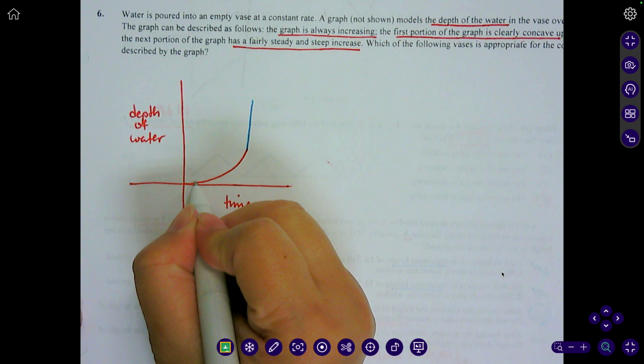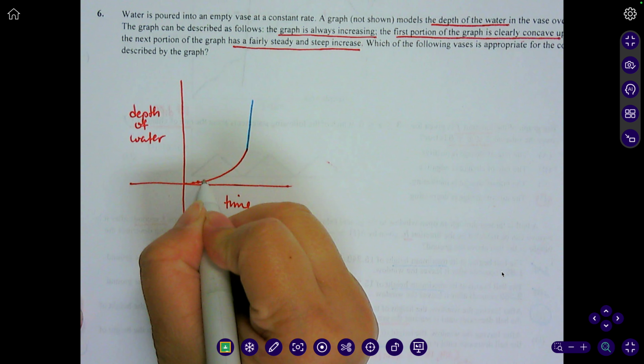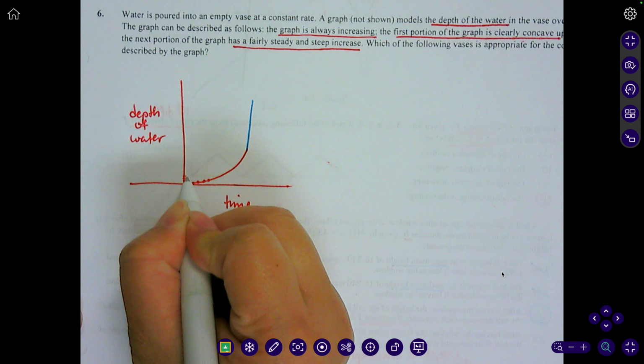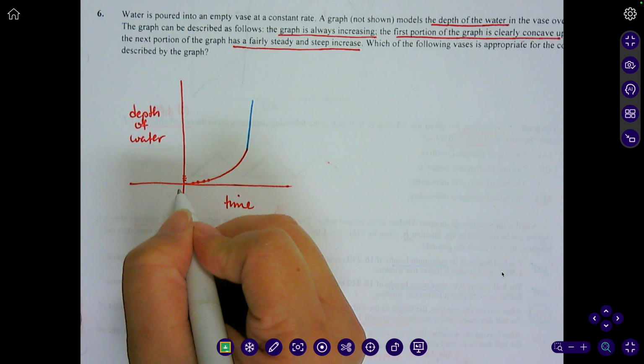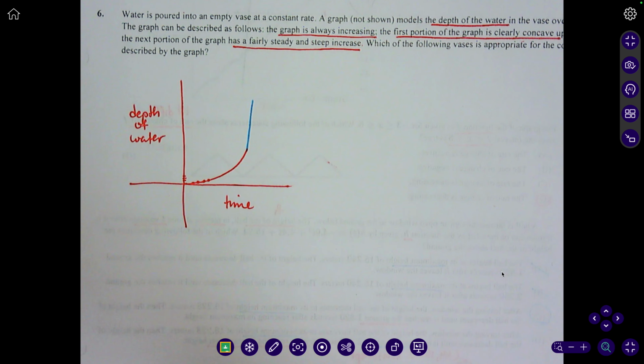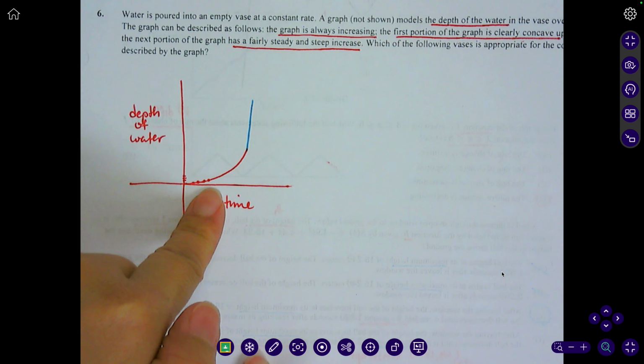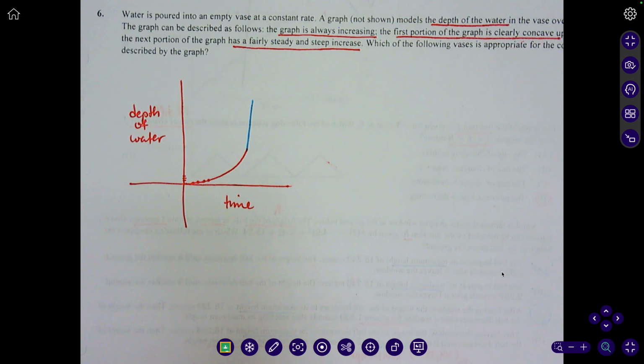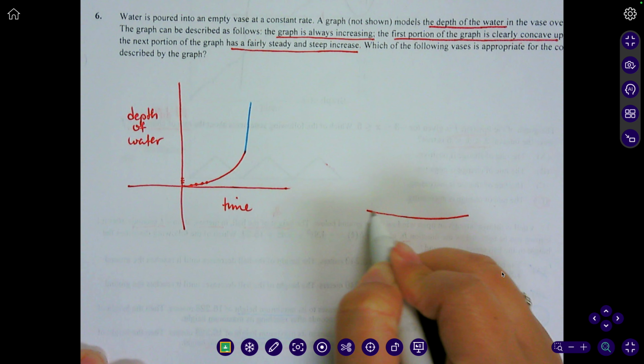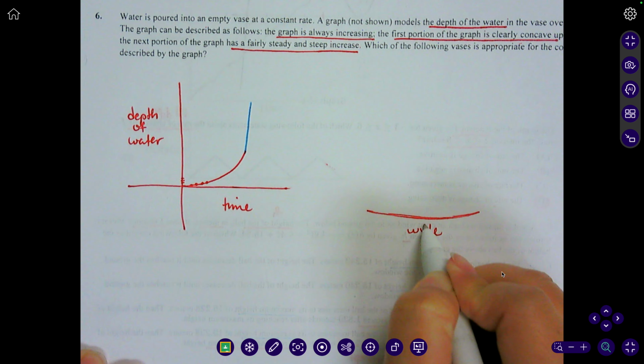So now, based on this, I can see that at the very beginning, the depth of the water increased slowly. You guys see that? So what kind of vase should I have? What kind of shape should I have at the very beginning so that the height of the water goes up very slowly? It has to be very wide. Is that good? Because if the bottom is wide, then you need more water to fill it up. Do you guys see that? So the height of the water, or the depth of the water, is going to go up very slowly at the beginning. So I'm going to say the bottom has to be wide. So it has to be wide on the bottom.